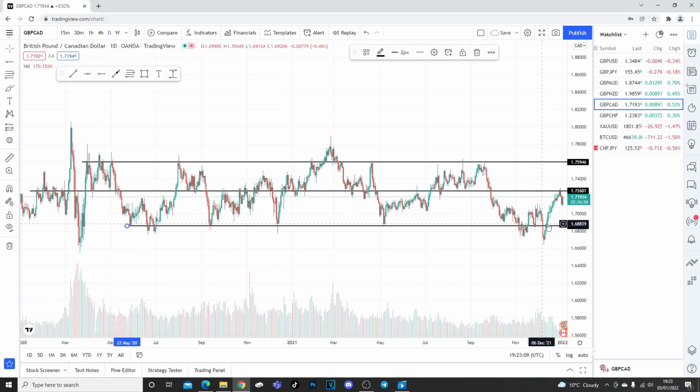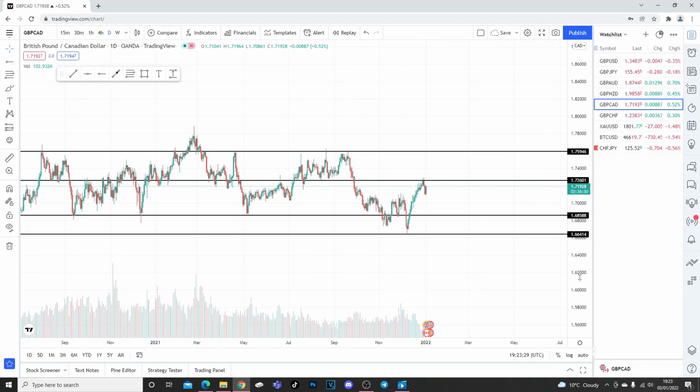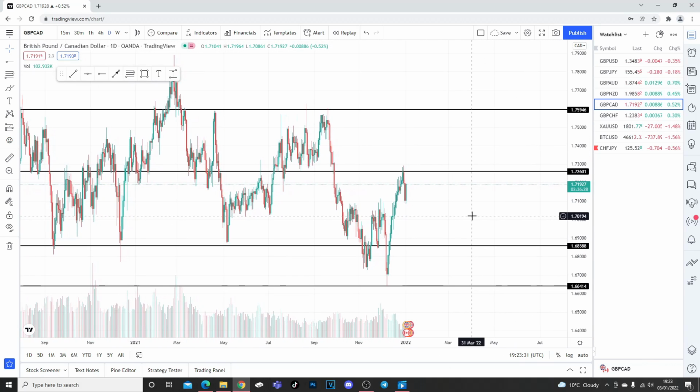So yeah, identify your support and resistance levels on that daily time frame. So we've got the lows, got in between, got the highs. That is a good thing. So now we have our levels drawn out on the daily time frame, we can look at the more recent price action.